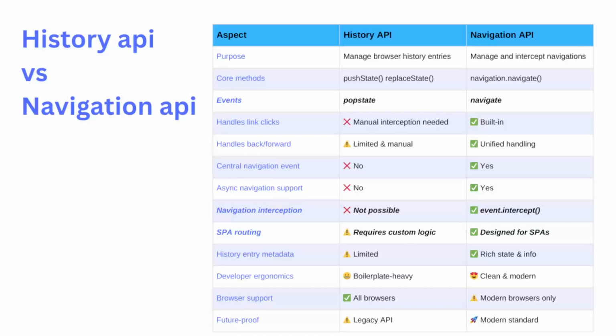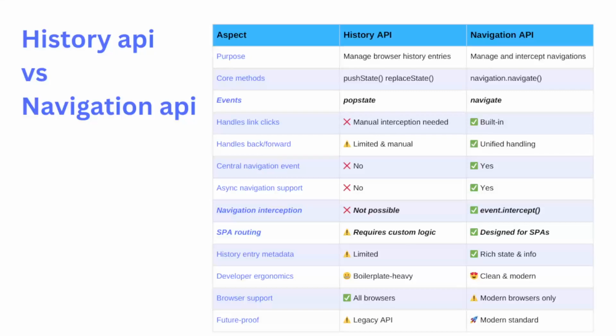The core methods of the history API, maybe you are already familiar with that, are pushState and replaceState. And with the navigation API, we have navigation.navigate. We have certain events that we can subscribe to. For the history API, it's popstate, and for the navigation API, it's the navigate event. Handles link clicks: manual intervention is needed for the history API. For the navigation API, it's built in.